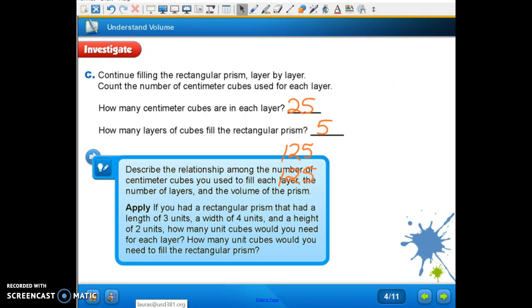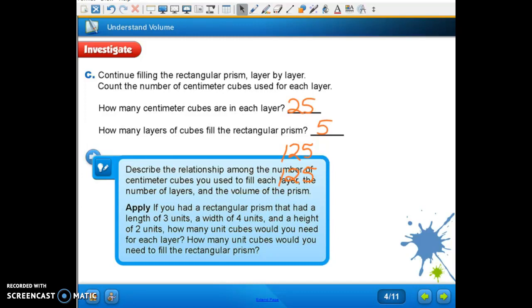Okay, so then if we look at number 2, apply, it says if you had a rectangular prism that had a length of 3 units, a width of 4 units, and a height of 2 units, how many unit cubes would it need in each layer? So it has a length of 3 and a width of 4. So what would the first layer look like? How many cubes? 3 by 4. 12. And then it was 2 units high. So you'd have 2 layers of 12. So it would be 24. So it would be 24 cubic units.